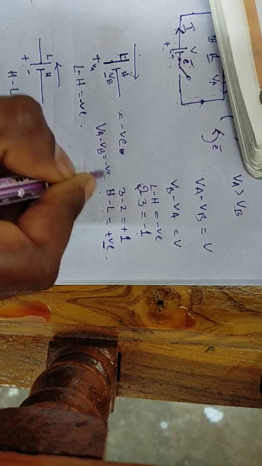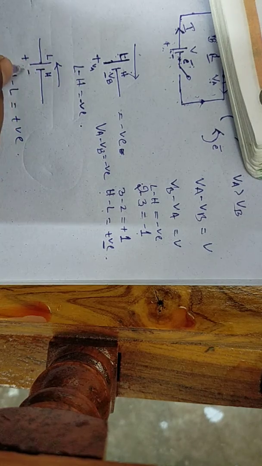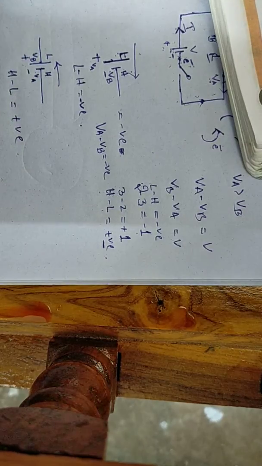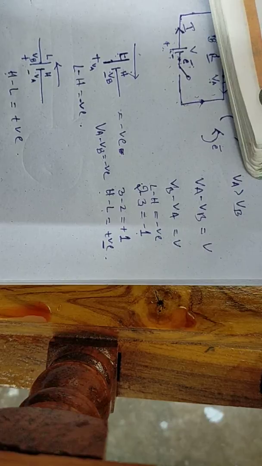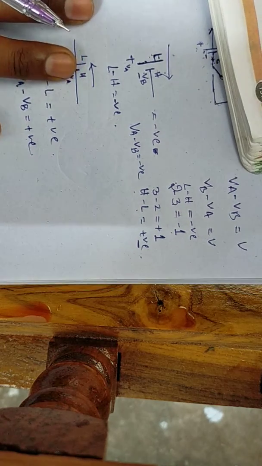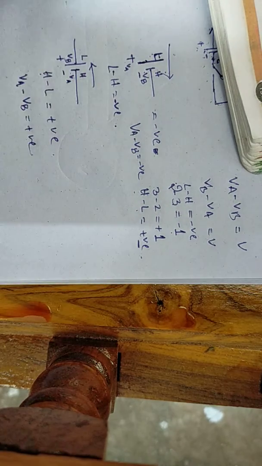They will get negative. And here also, let the initial one be VA and this one be VB. So they are doing VA minus VB, high minus low, and you get positive. Why? Because high minus low is positive. So this is the sign convention to write the potential difference of a battery.